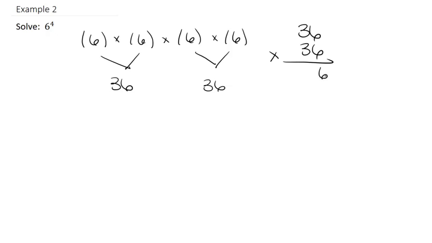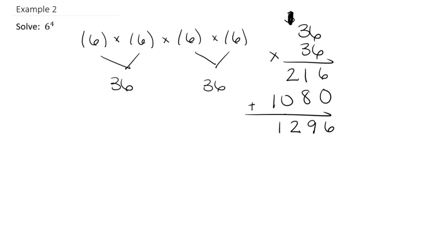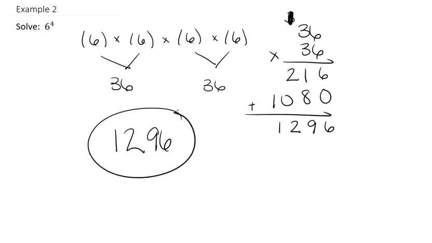6 times 6 is 36. So we're going to carry that 3 over. 6 times 3 is 18, plus 3 is 21. Have a placeholder of 0. Then we can move on. 3 times 6 is 18. Carry the 1. 3 times 3 is 9, plus 1 is 10. Now we add. 6 plus 0 is 6. 1 plus 8 is 9. 2 plus 0 is 2. And then we have 1. So our solution is 1,296.